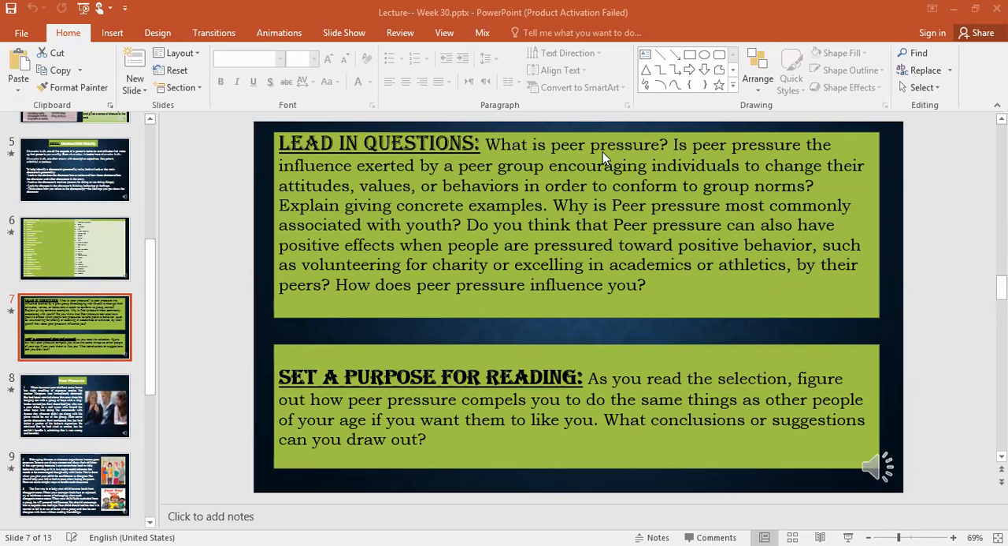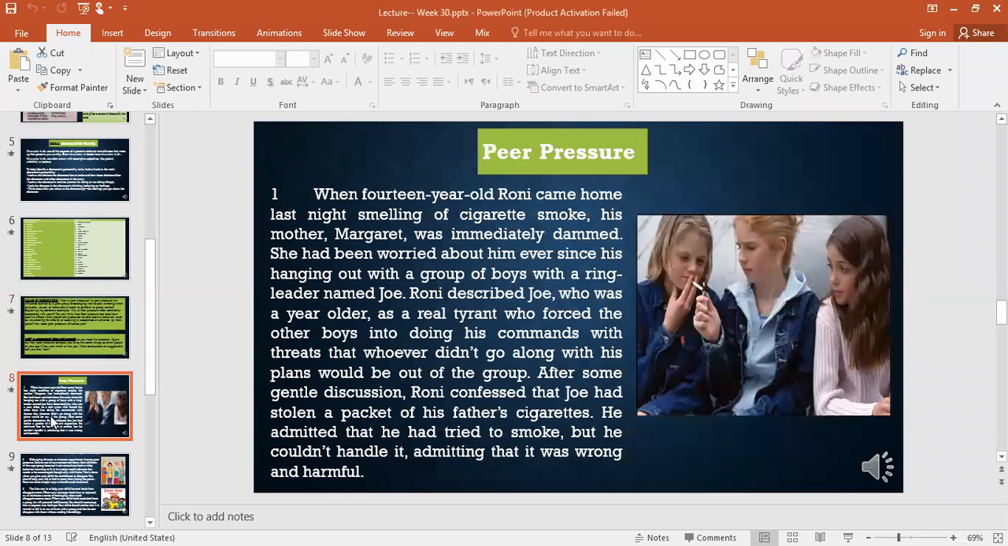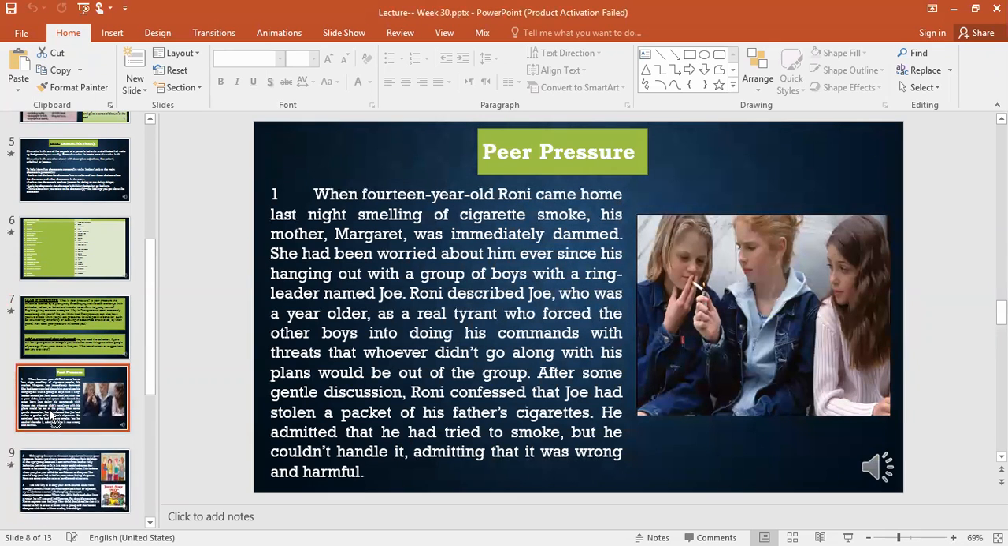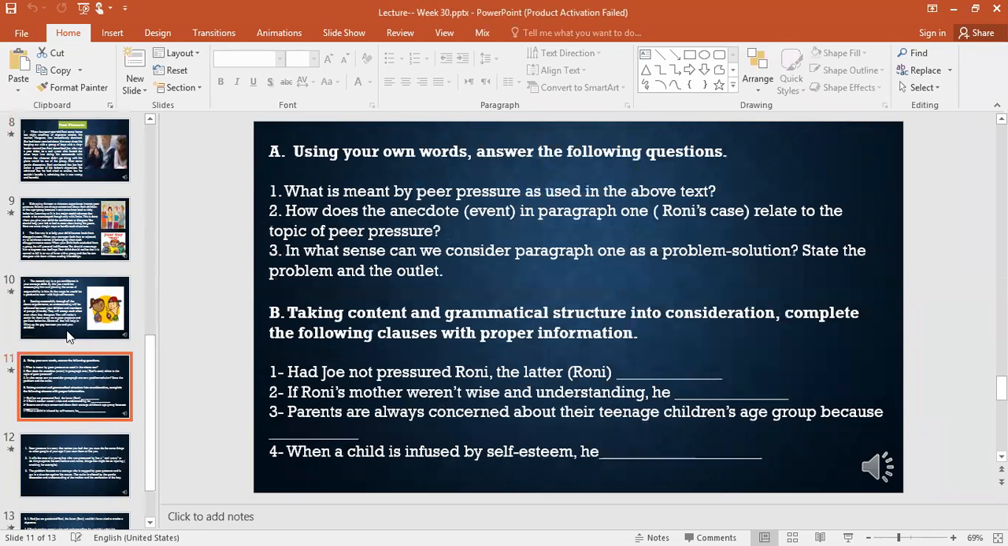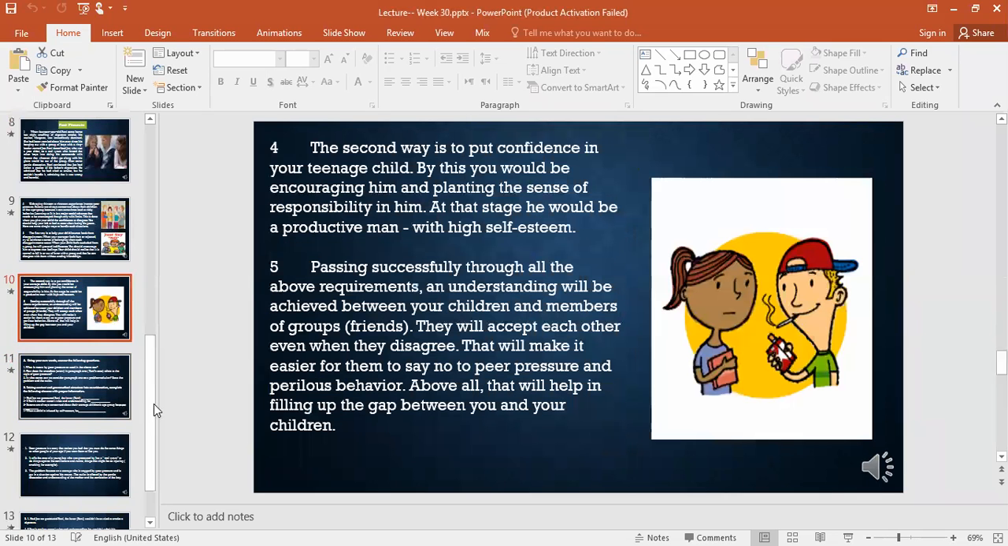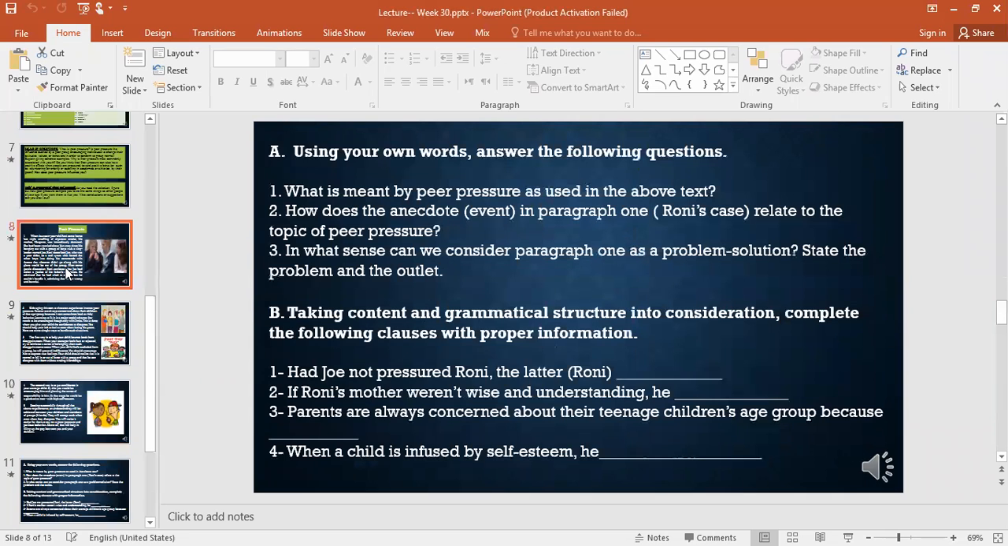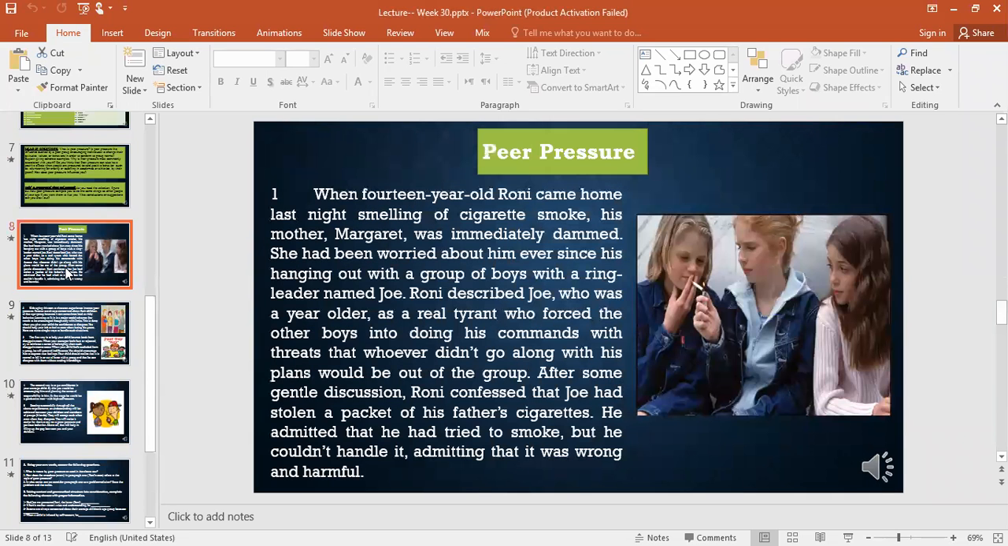What conclusions or suggestions can you draw out? Let's see what happened to this teenager, whom his friends pressured to do something. Let's see what this thing was and what happened next. Now we are going to try to finish the text today, in this lecture, and the questions and worksheet we will do at 12, okay? Don't forget, at 12 you have to attend. I'll be taking attendance same as now. I will take attendance at the end of the lecture.